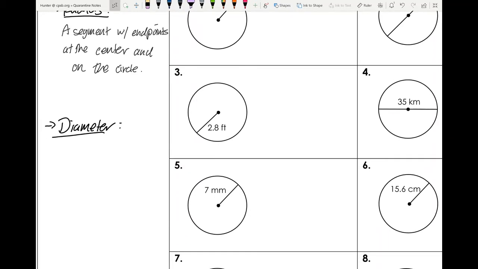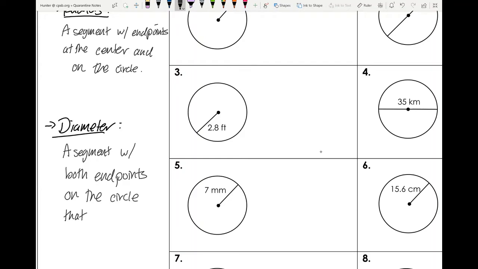So then a diameter is just a segment with both endpoints on the circle that goes through the center.